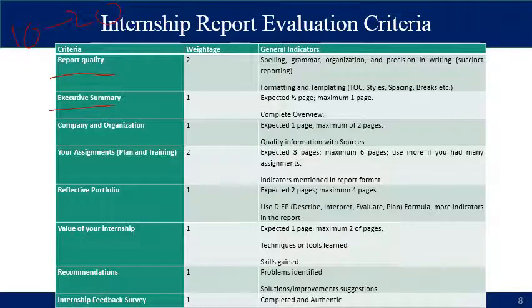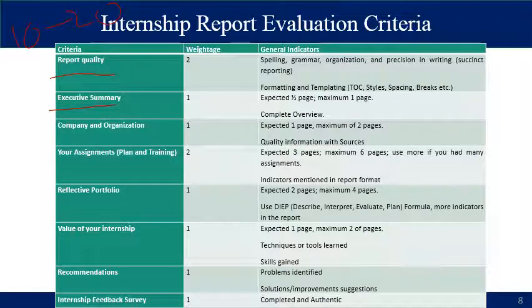Then you have to provide an executive summary, which should take about half a page to a maximum of 1 page, and it provides an overall top view of what you have done in your internship program. It is a complete overview of your program, your organization, and the tasks you have done at the internship. Then you have to spend about 1 to 2 pages on information about the company or organization and what types of work they are doing there.